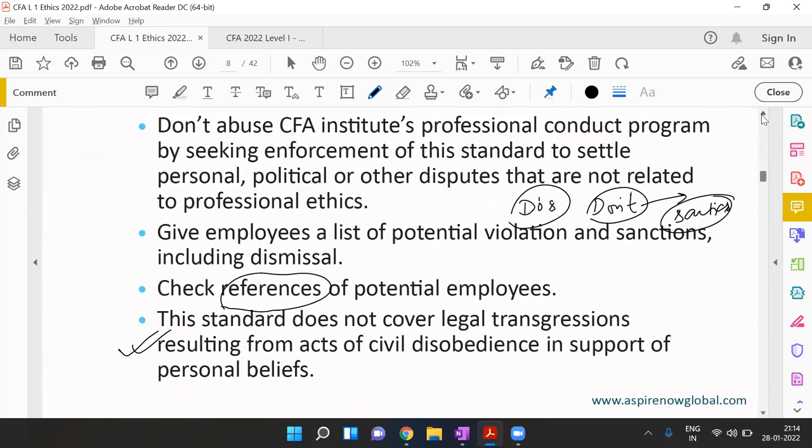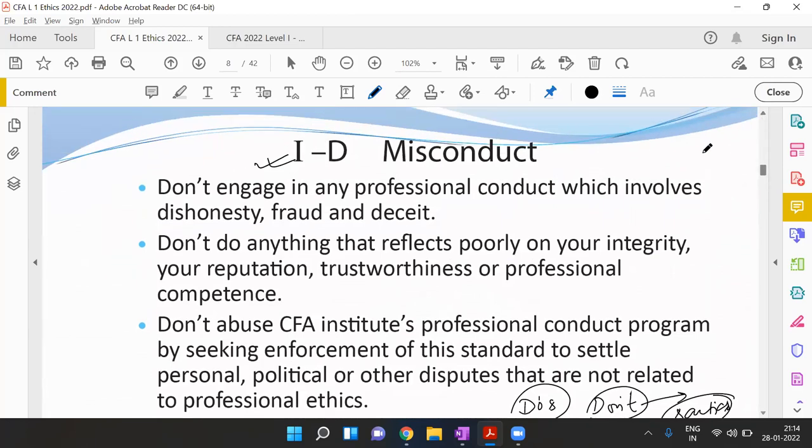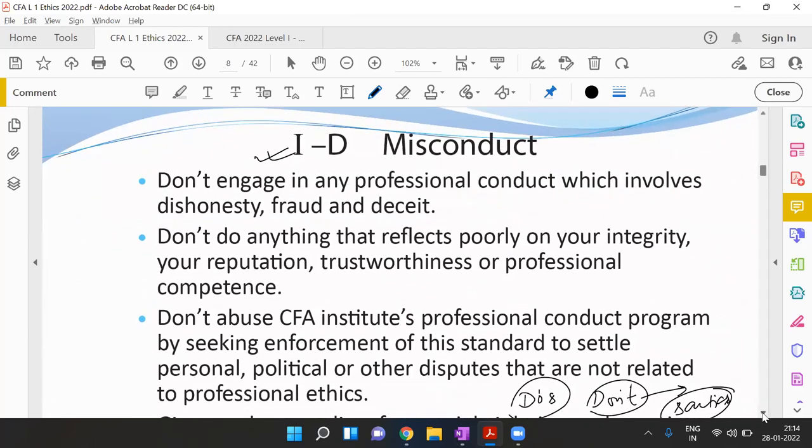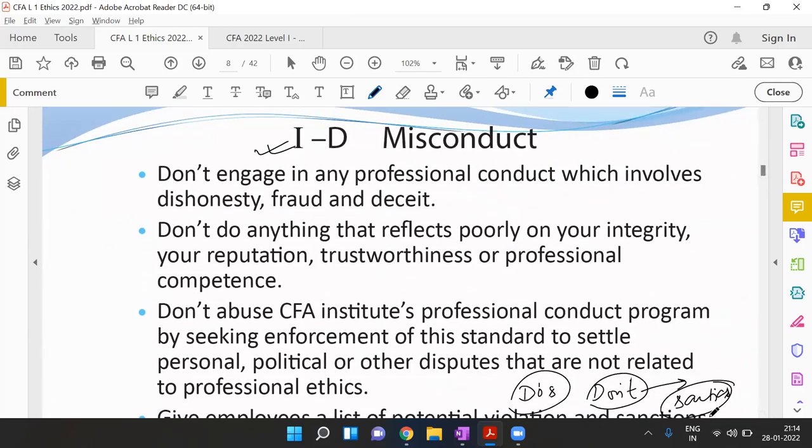Any question related to Standard 1D, 1C, now you can ask. Please go ahead and ask all your doubts. Any question on anything you're not able to understand. Bolo, Pratik ji. Clear, sir.